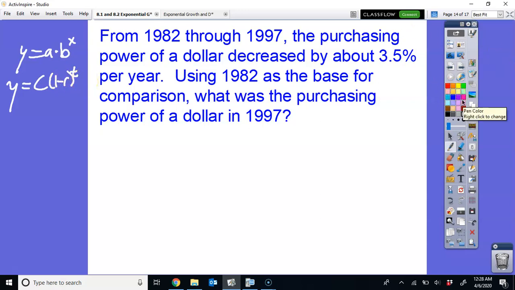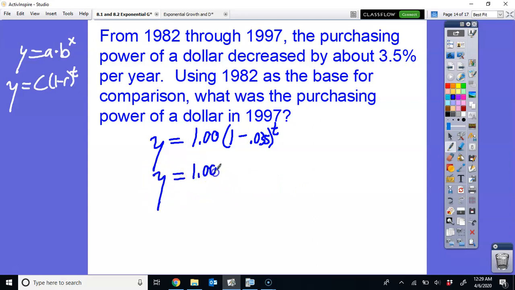So, what is the beginning amount? Well, this one's a little tricky to find the beginning amount because you have to realize it's talking about $1 and the purchasing power of $1. So basically what you're assuming here is that in 1982, $1 was worth $1. That's the beginning amount. 1 minus the rate would be 3.5%, so 0.035. Notice again, it's minus the rate instead of plus. Raised to the time. Now that would give me the function again, 1.00.